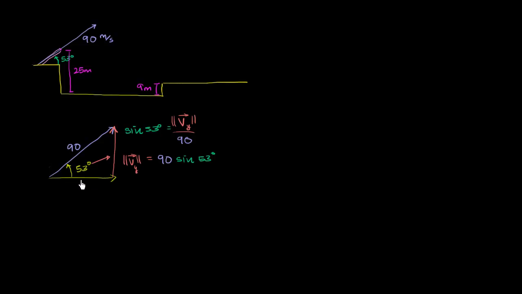Now, if we want to do the horizontal component, the horizontal side is adjacent to this angle. Cosine is adjacent over hypotenuse. So the horizontal component of our velocity, I'll say in the x direction, over the hypotenuse, over 90, is equal to the cosine of 53 degrees. Cosine is adjacent over hypotenuse. Adjacent, that's this length, over 90. Multiply both sides by 90. You get that the horizontal component is equal to 90 times the cosine of 53 degrees.